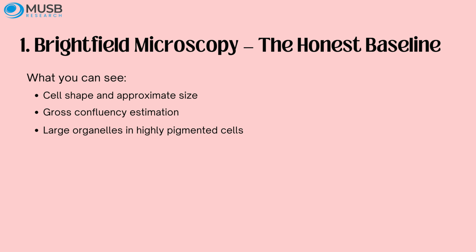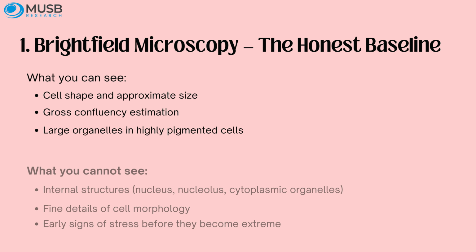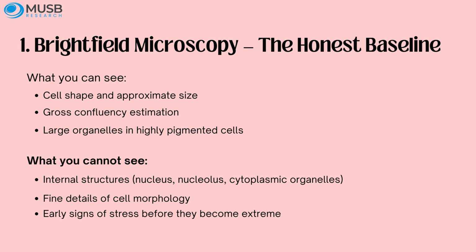What you can see: cell shape and approximate size. Gross confluency estimation: whether cells have detached from the surface. Large organelles in highly pigmented cells. What you cannot see: internal structures, nucleus, nucleolus, cytoplasmic organelles, fine details of cell morphology. Early signs of stress before they become extreme.